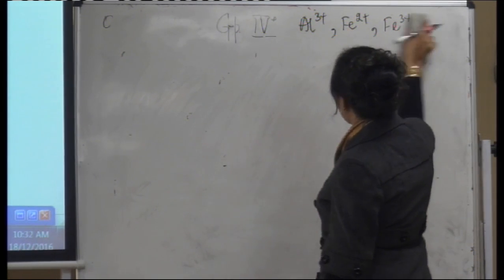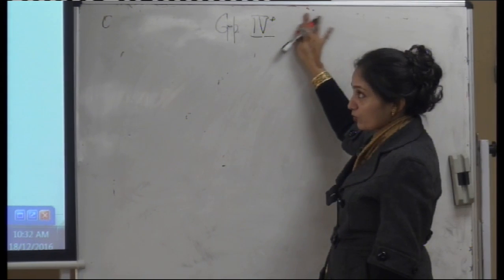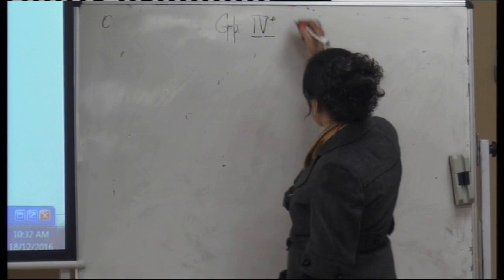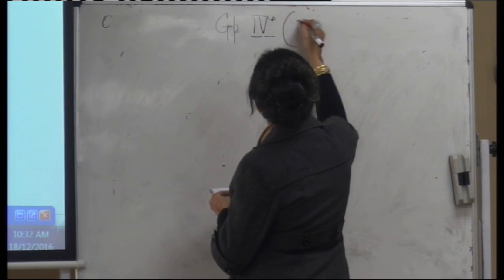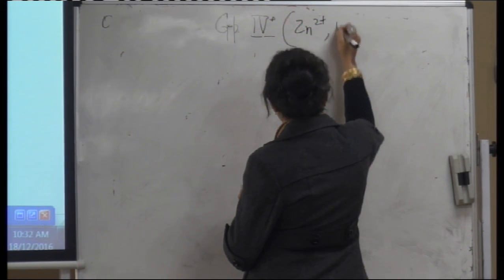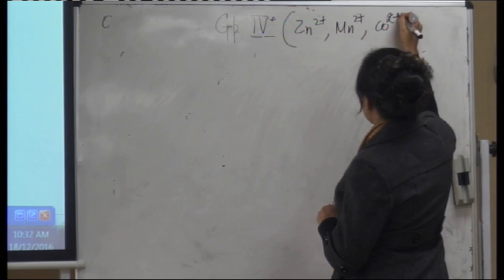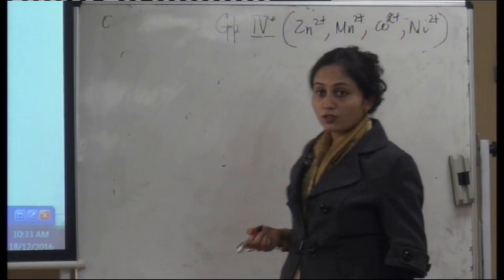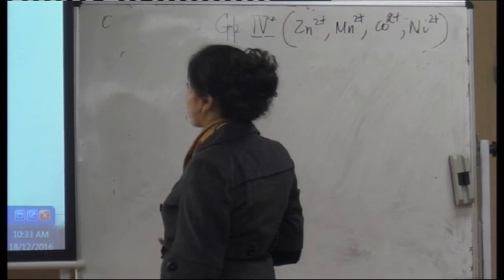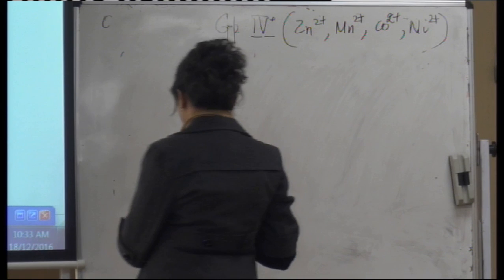Now in group 4 again, I told you if group 3 is not coming in, you just have to add H2S to it. So in group 4, you had the basic radicals as Zn, zinc, manganese, cobalt, nickel. Please remember this initially itself: what are you expecting now in group 4? Zinc, manganese, cobalt and nickel.